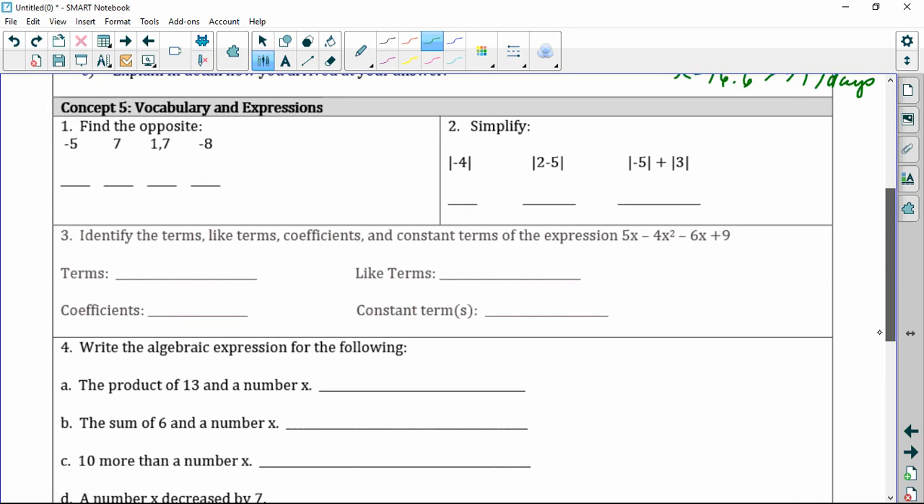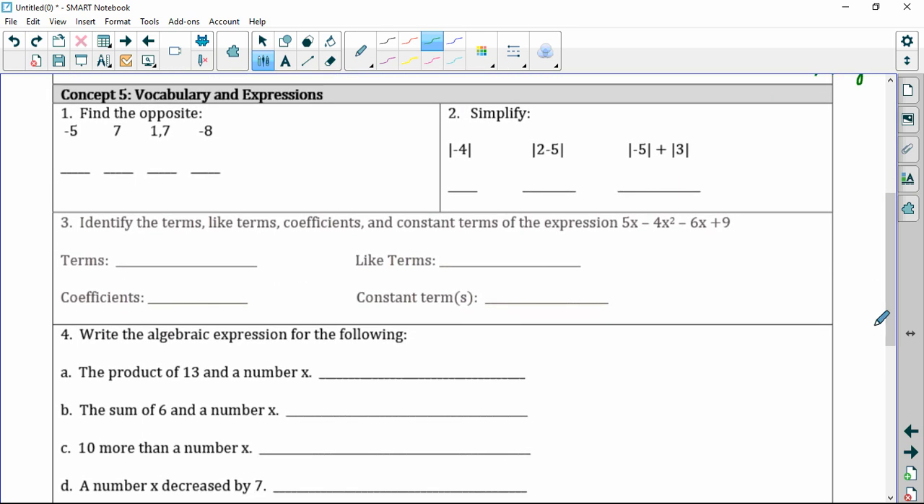Last concept, vocabulary and expressions. So find the opposite. Opposite means flip the sign, right? Look the other way. So this is going to be positive 5, negative 7, negative 1, that's supposed to be a point 7, and 8, positive 8. Simplify means to drop the sign. So it's just a 4. 2 minus 5 is negative 3, absolute value, which is just 3. This is going to be 5 plus 3, which is just going to be 8.